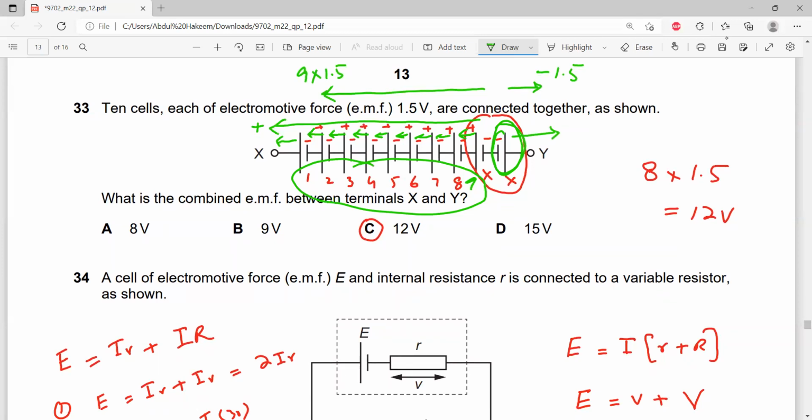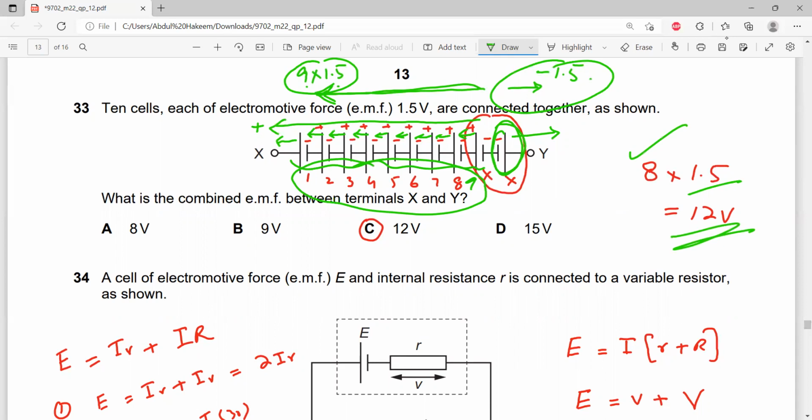According to Kirchhoff's second law, these 9 cells are throwing voltage in this direction. So 9 times 1.5. But one cell is throwing voltage in the opposite direction. So 1 times 1.5 is opposite. So 9 minus 1, meaning 8 cells are delivering the resultant potential, resultant EMF. So 8 times 1.5, the answer is 12. Or 1.5 multiplied by 9 minus 1.5, you will get the same answer.